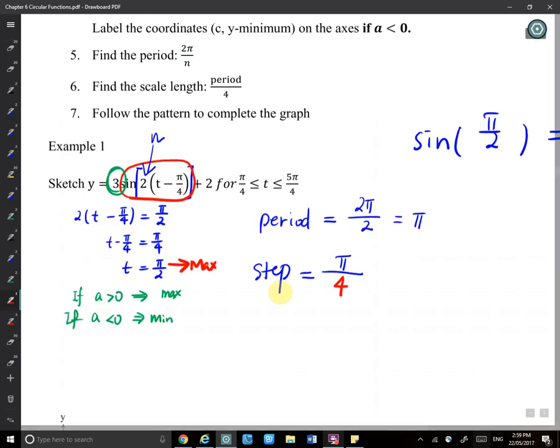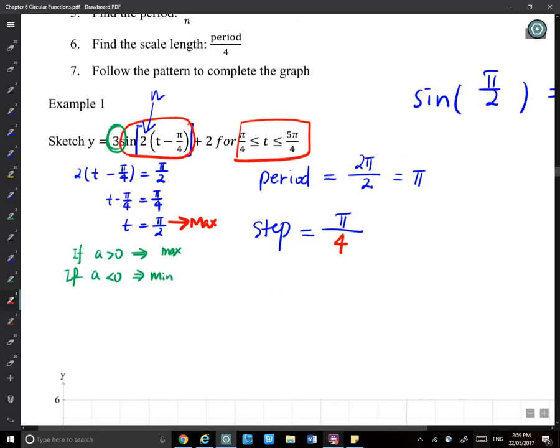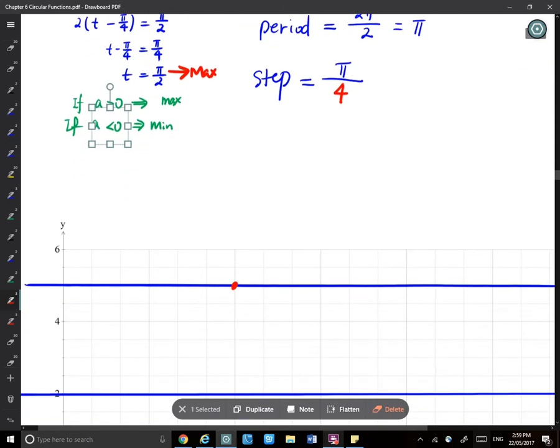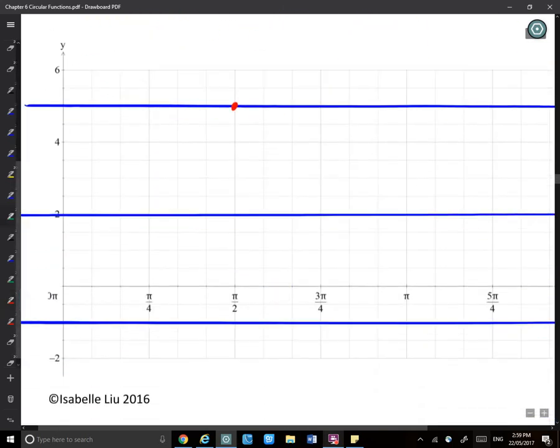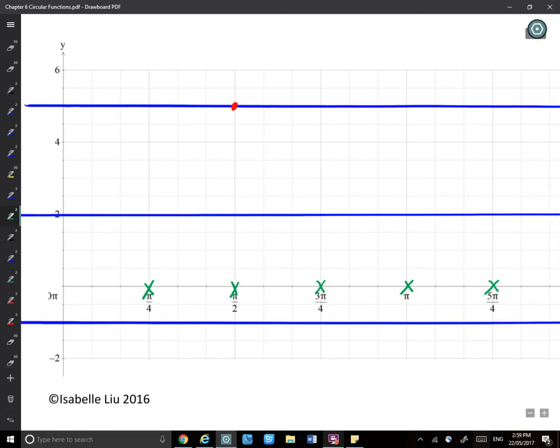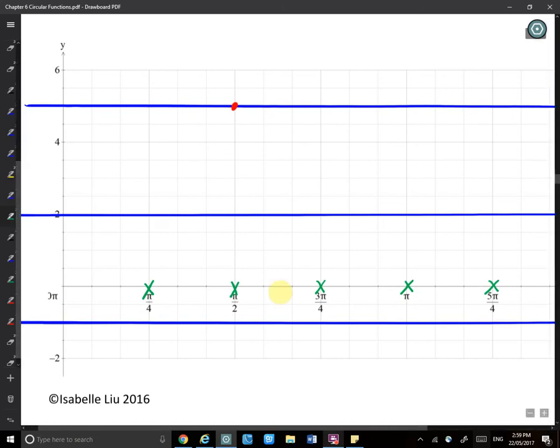So where's the next pi over 4? It asks us to sketch the graph between pi over 4 and 5 pi over 4. So on the horizontal x-axis, the next pi over 4 will be here, the next here, and the next here. And then go to the left, the next pi over 4 will be here. You can see that's a step of pi over 4.